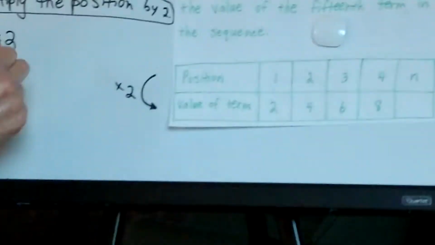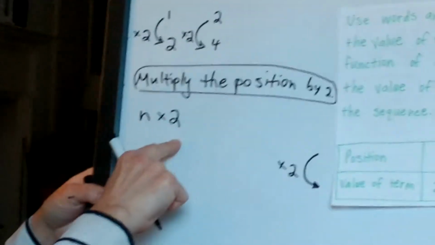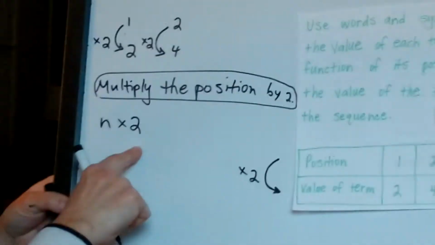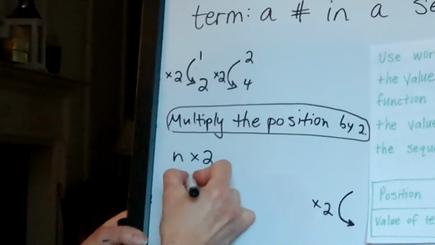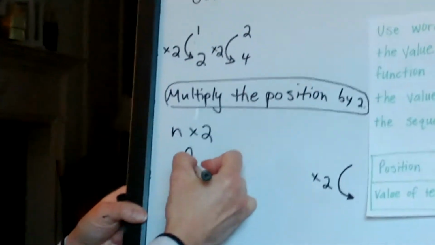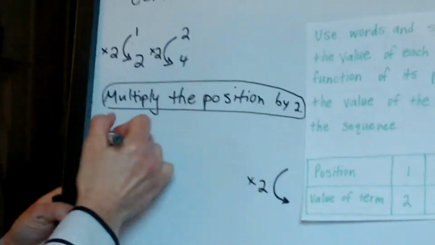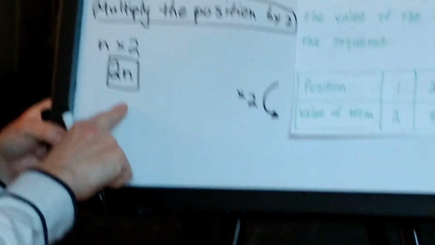But instead, how do we write n times 2? See if you can figure that out. Go ahead and pause. Well, here's how we write it. We write the number, the coefficient, in the front, and the variable in the back. So that means n times 2 is written 2n.